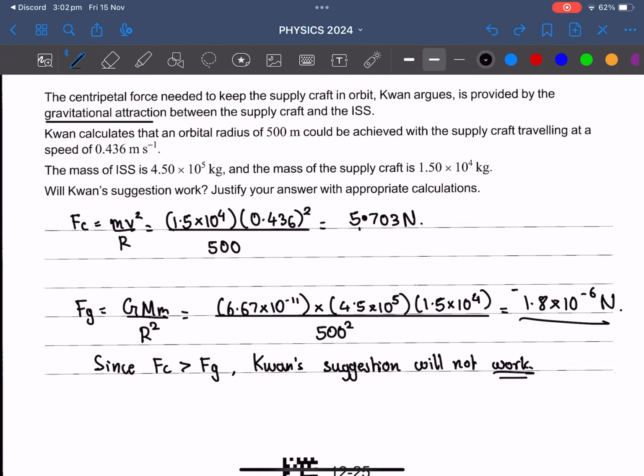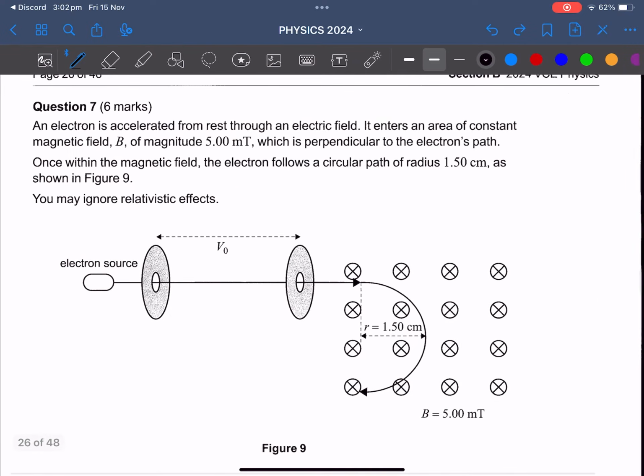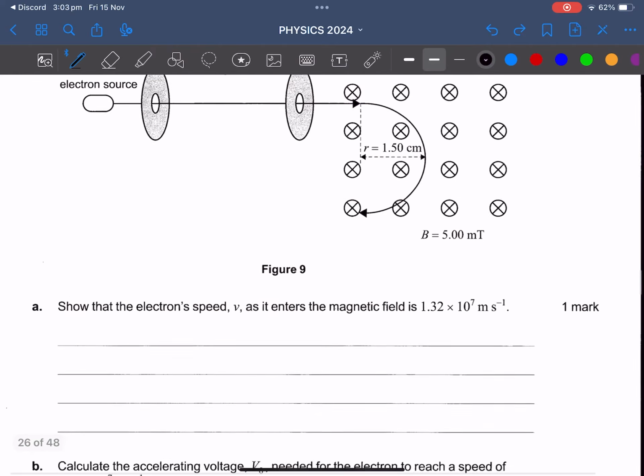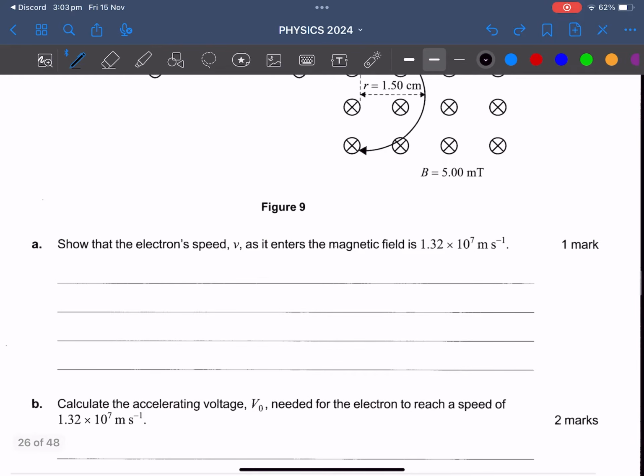Okay? So next question, question 7. An electron is accelerated from rest through an electric field. It enters an area of constant magnetic field B of magnitude this, which is perpendicular to the electron's path. Once within the magnetic field, the electron follows a circular path of radius this, as shown in figure 9. You may ignore the relativistic effects. Show that the electron speed v as it enters the magnetic field is 1.32 times 10 to the 7.